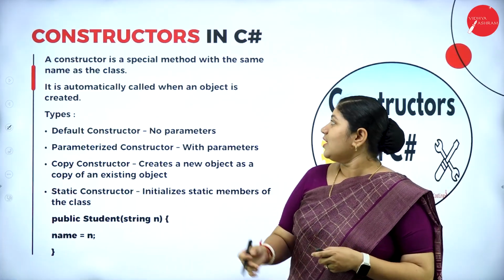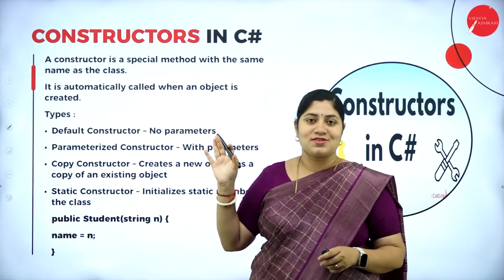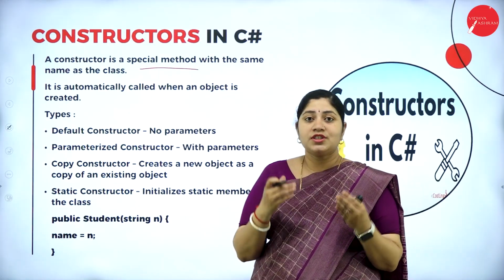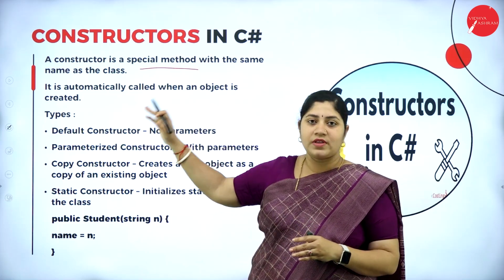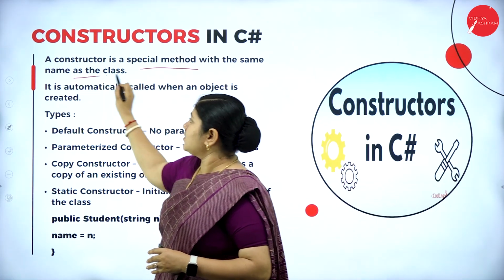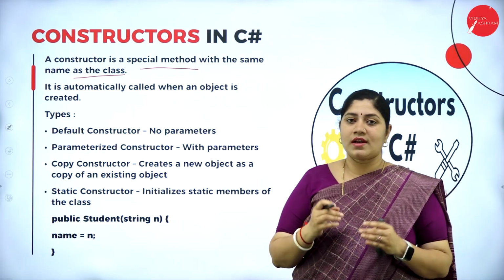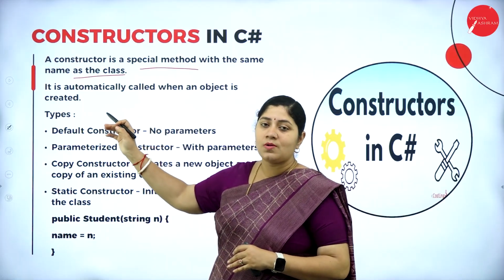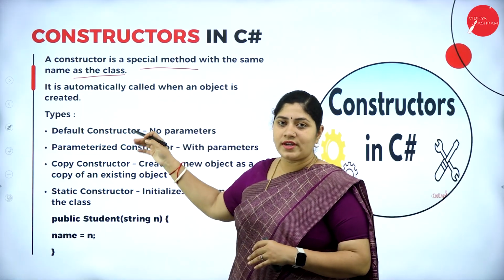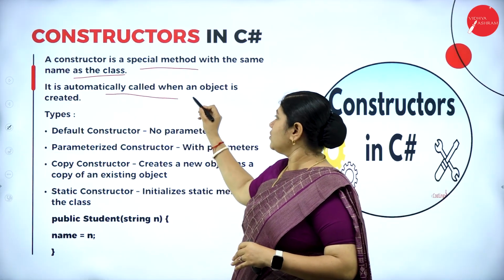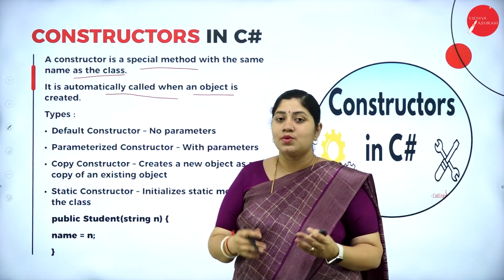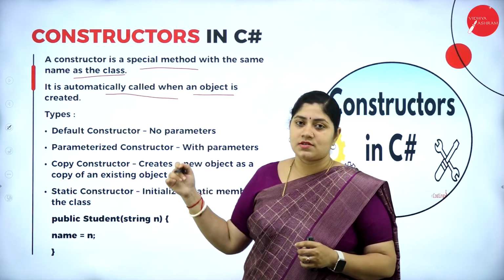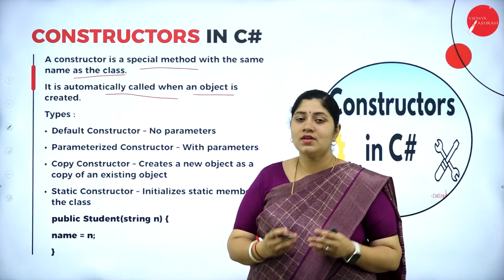Moving forward, let's understand what a constructor in C# is. A constructor is a special method, and it has the same name as the class. So this is all about a constructor. Following, let's see how a constructor is created. It is automatically called when an object is created. Whenever an object is formed, the constructor will be automatically created by the system.